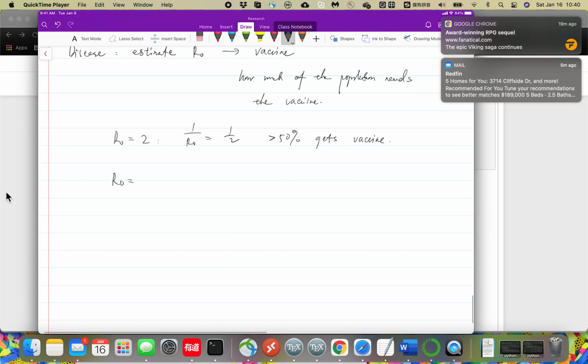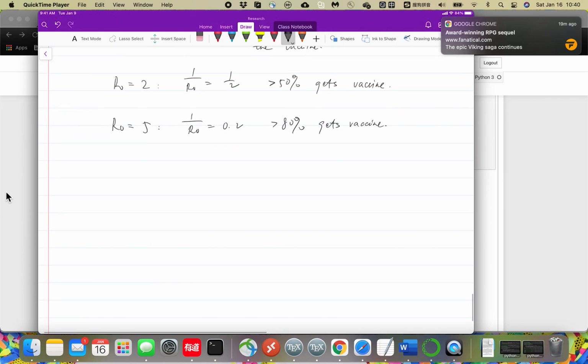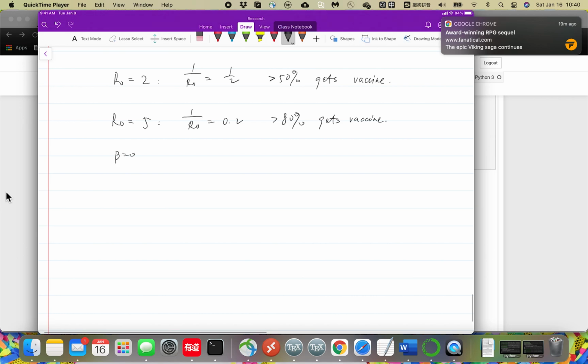If you have R naught to be 5, which is faster than this, then 1 over R naught is going to be 0.2, which means you need to inject more than 80% of the people to make sure the susceptible is below 0.2. So the bigger the R naught, the more people have to be injected. For example, if you have beta equal to 0, which means nobody recovers, your R naught is infinity. Then 1 over R naught is going to be 0. This means everybody gets vaccine. There's no way, because people don't recover.